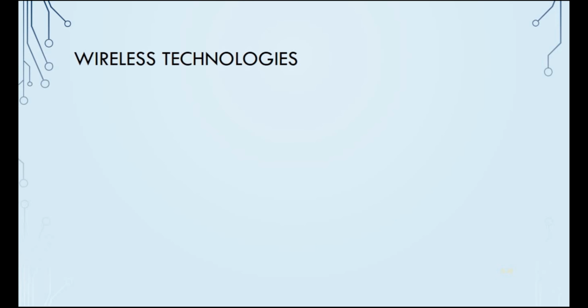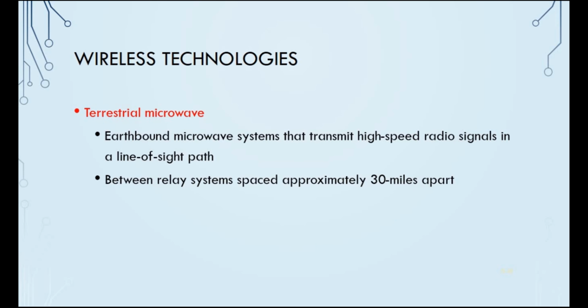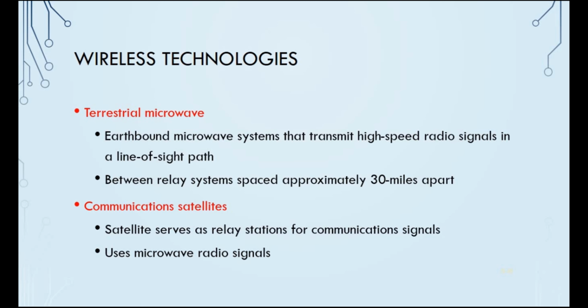Wireless technologies. Earthbound microwave systems that transmit high-speed radio signals in a line-of-sight path between relay systems spaced approximately 30 miles apart. Terrestrial microwave. It is a microwave that's used by telephone networks, for example. Communication satellites. Satellites serve as a relay station for communication signals. Uses microwave radio signals.